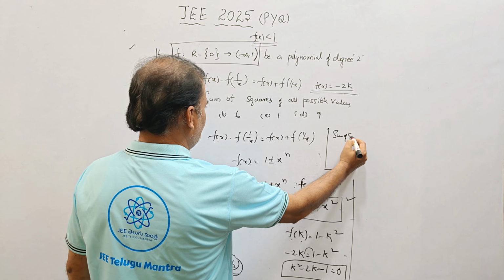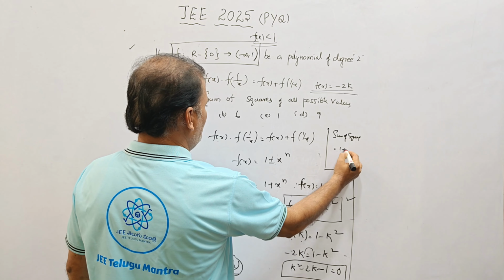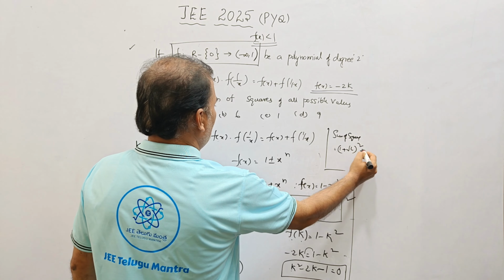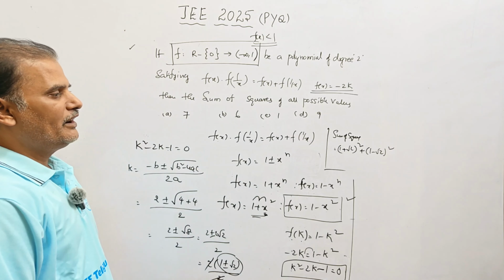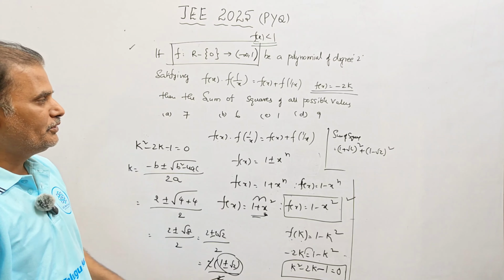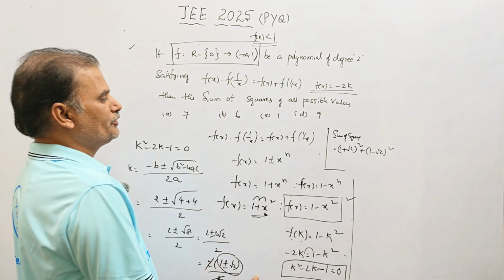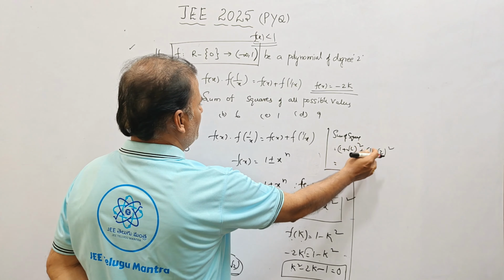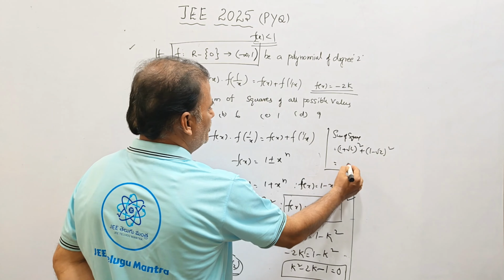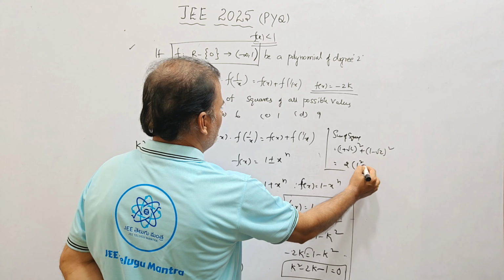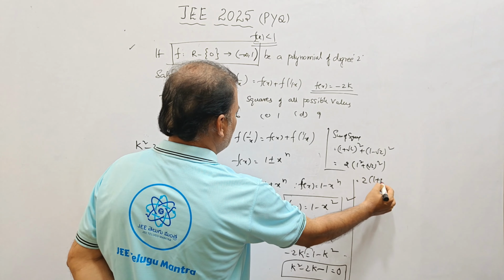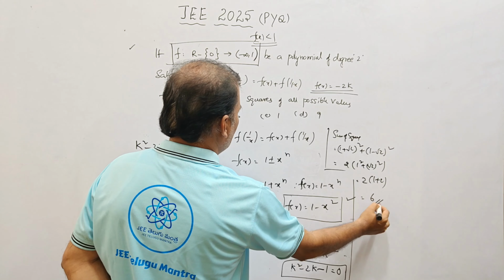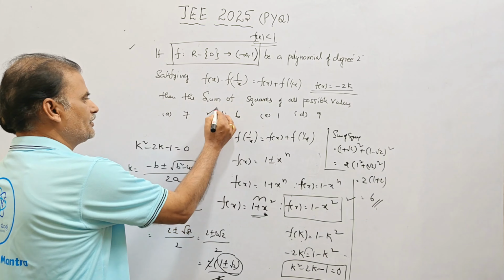Sum of squares is equal to 1 plus root 2 whole square plus 1 minus root 2 whole square. The possible values are 1 plus root 2 and 1 minus root 2. And here sum of squares, a plus b whole square plus a minus b whole square, 2 into a square plus b square, 2 into 1 plus 2, that is equal to 6. Answer is 6.